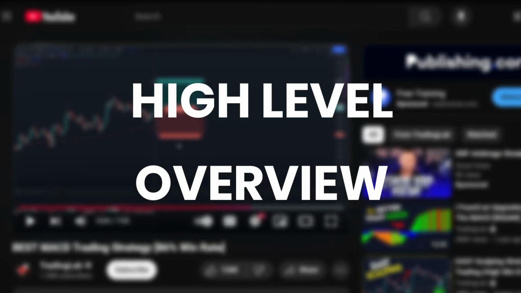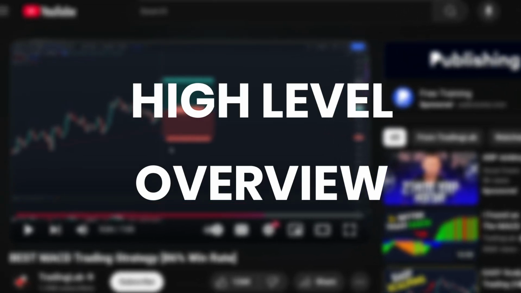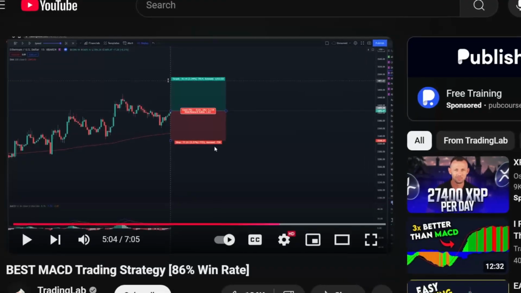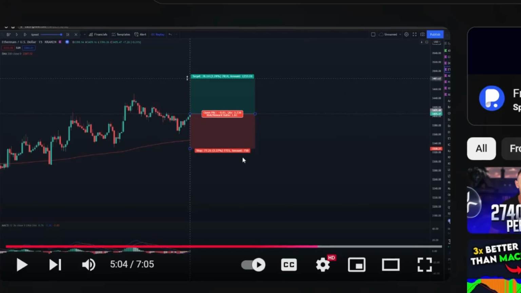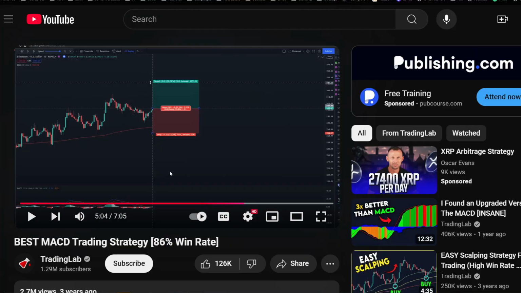So there's a high level overview of how the strategy works. Honestly, I think that's all we need to begin trading it. It's pretty simple. I like it. It should be a pretty profitable strategy, I believe. So let's go over a few examples and then we can begin the backtest session.